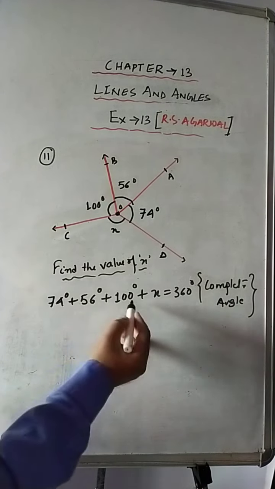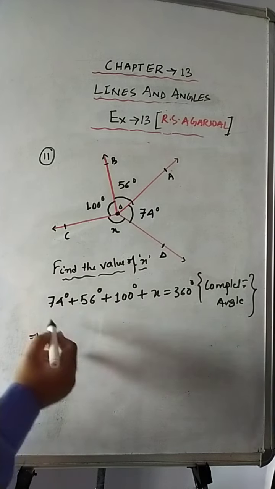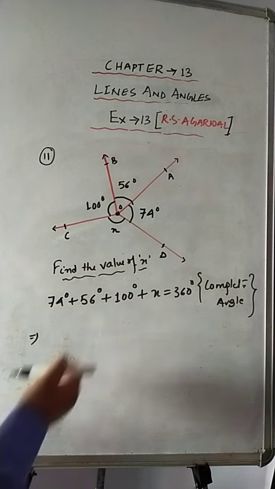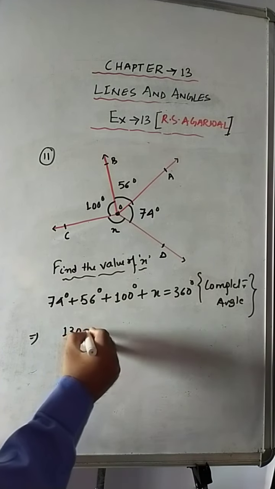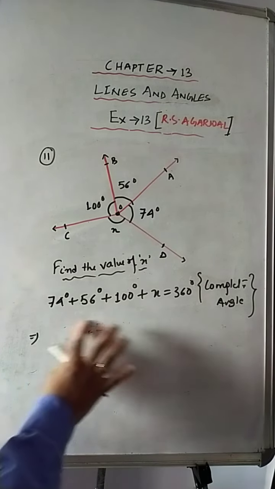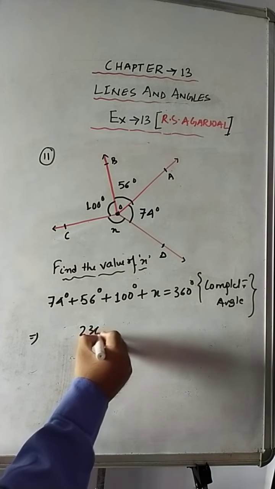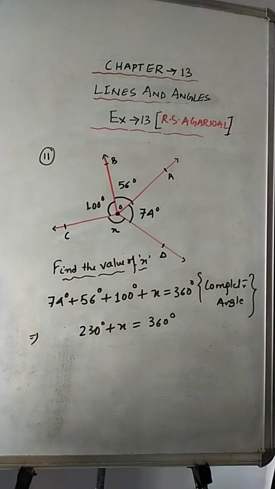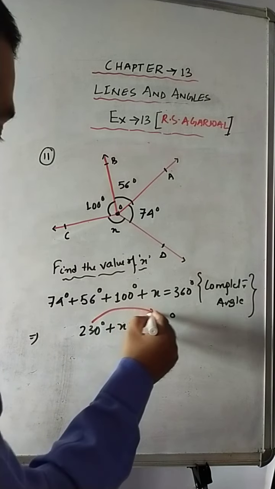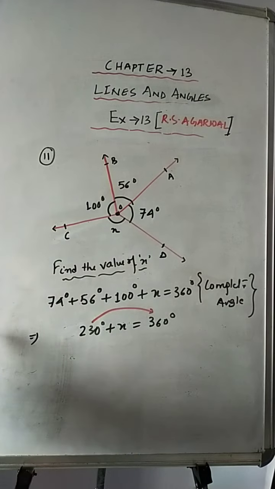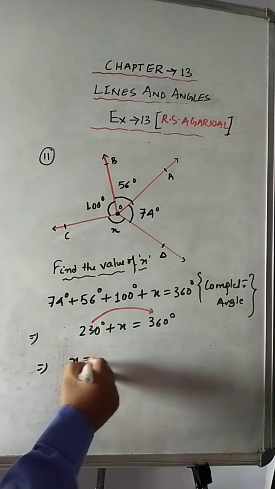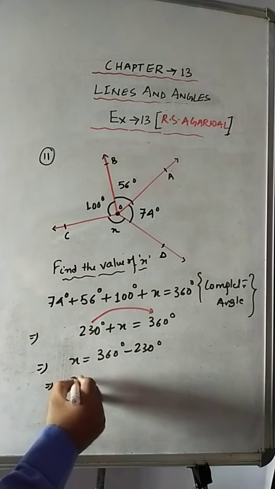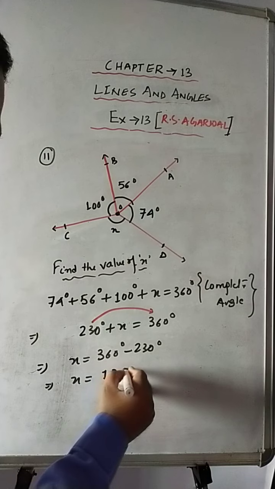Okay, now we just add all these three numbers. So 74 plus 56 will be what? 130, I guess. 7 plus 4 is 12. Yes, 130. 130 plus 100 is what? 230, isn't it? 230 plus x is equal to 360 degree. Now we have to transpose 230 degree towards the right hand side so that we can get the value of x. So x is equal to 360 minus 230. So your required answer will be 130 degree.